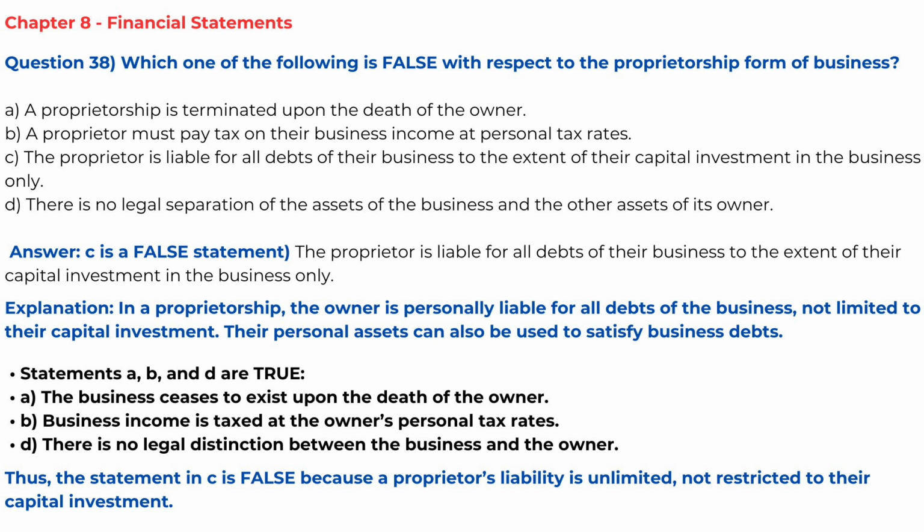A. The business ceases to exist upon the death of the owner. B. Business income is taxed at the owner's personal tax rates. D. There is no legal distinction between the business and the owner. Thus, the statement in C is false because a proprietor's liability is unlimited, not restricted to their capital investment.